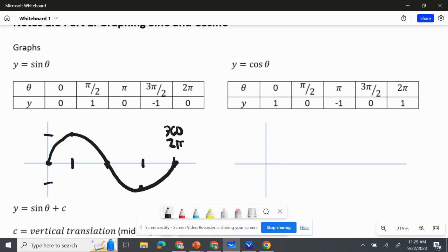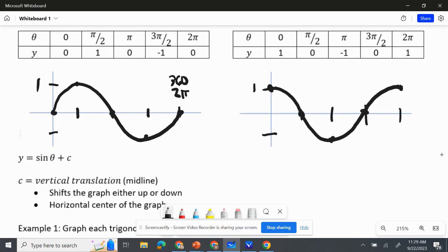Now, cosine is similar. But with cosine, it starts at 1, and that goes to 0, down to -1, and then back to 0, and then back up to 1 again. And so this right here is our cosine curve.